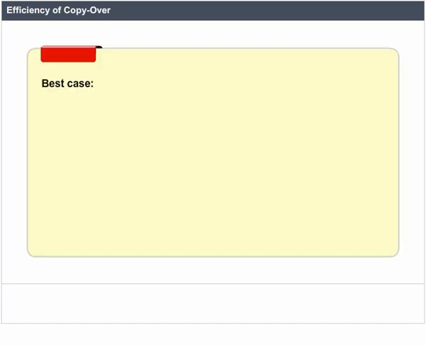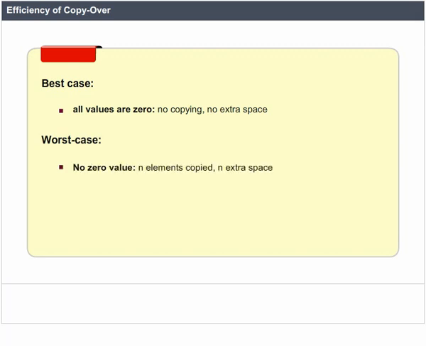Efficiency of copy over. Best case: all values are 0, no copying, no extra space. Worst case: no 0 value, n elements copied, n extra space. Time n. Extra space n.